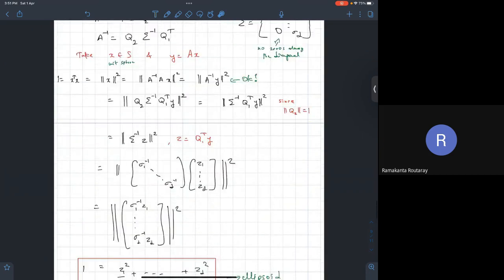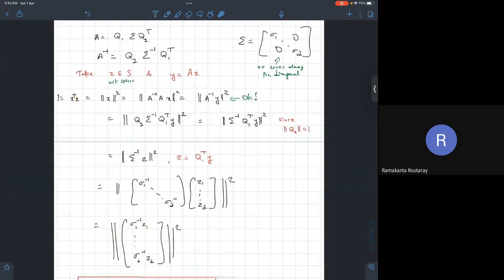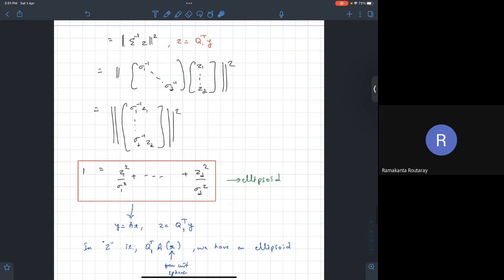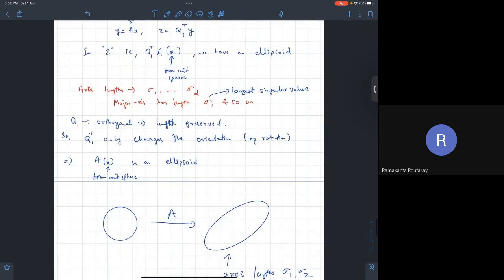So the point is I'm taking an X from the unit sphere and I'm applying AX. So I'm looking at AX, which is Y, but I'm looking at Q1 transpose AX. So if I ignore the rotation bit, then I'll still have an equation which is like an ellipse. That's the point.